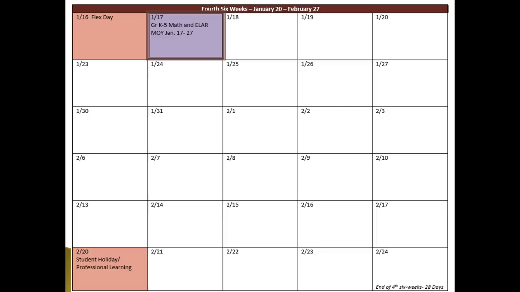Here is just a quick overview of what the 6 weeks are going to look like, and you can use this to help you plan. Notice we have 2 days that the kids will be on holiday, and therefore we have 28 days in the 6 weeks, and one of those days is for the middle of the year universal screener.